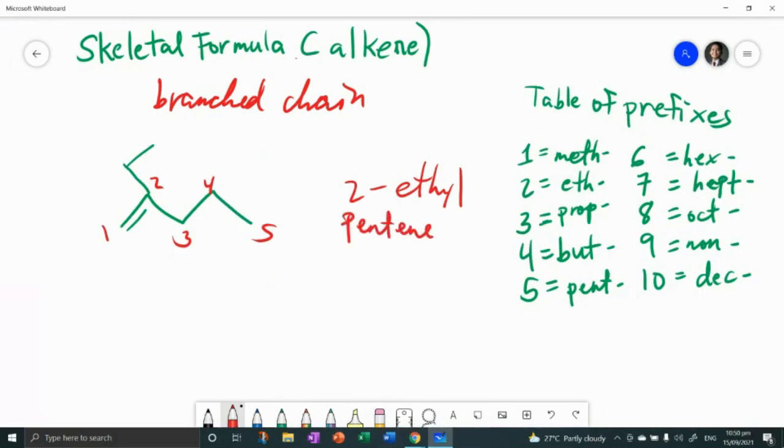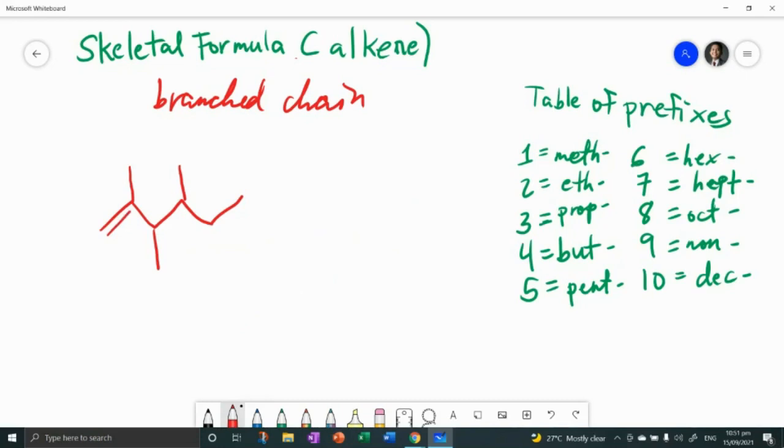And then suddenly tandaan natin kung saan yung mismong nanumberan natin kung saan yung mismong present yung double bond. So present siya sa 1. So 1 pentene. So pagpapangalan natin is 2 ethyl 1 pentene. So ayan po. 2 ethyl 1 pentene. So ayan po, no.